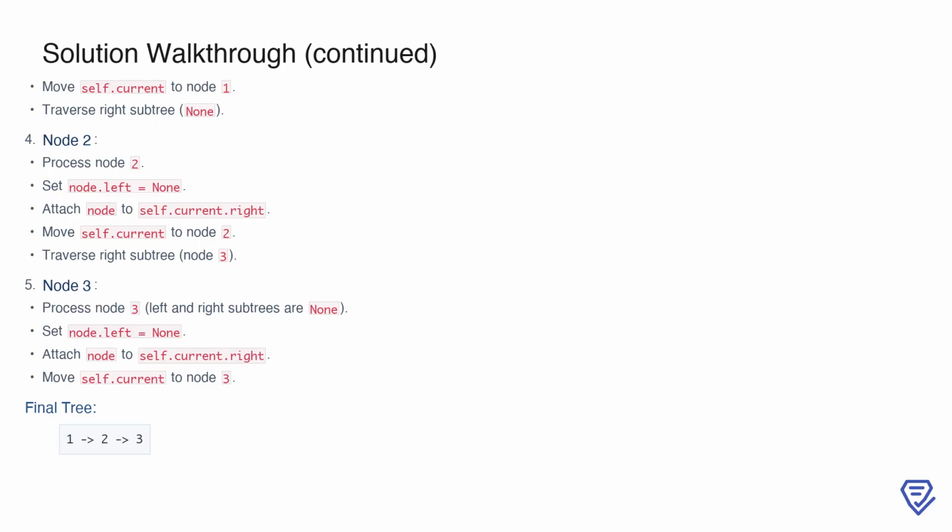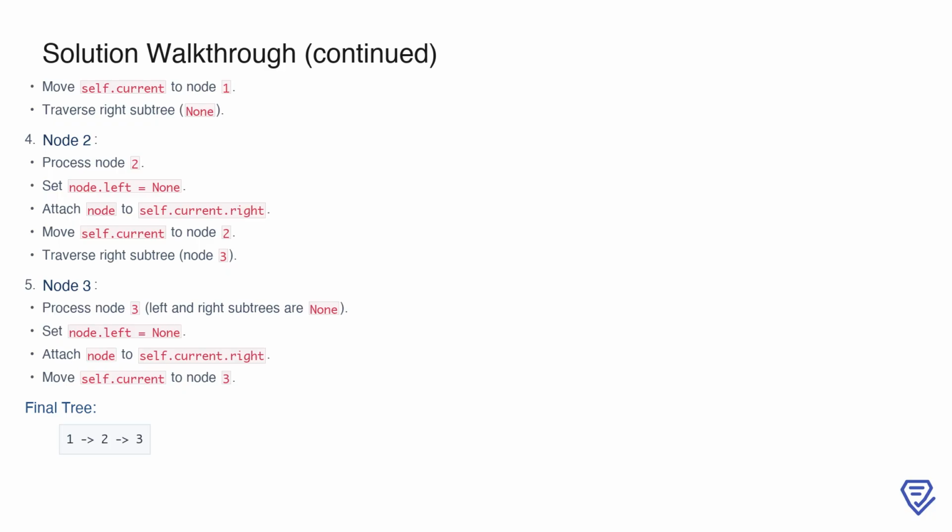We then move self.current to node 2, making it the new end of our restructured tree, and proceed to traverse into the right subtree of node 2, which leads us to node 3. At node 3, both its left and right subtrees are none, so we directly process it by disconnecting its left child and attaching it to the right of self.current. Finally, we move self.current to node 3, completing the traversal for this tree.